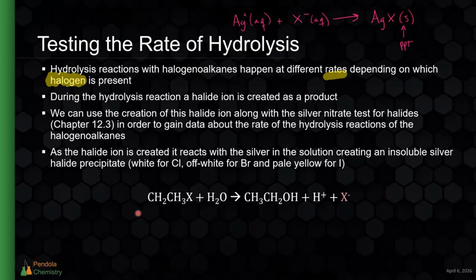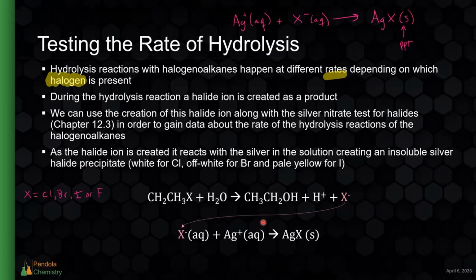So if we do the hydrolysis of a halogenoalkane, and again, here we're using X to symbolize a halogen. This could be chlorine, bromine, iodine, or fluorine, although fluorine is rarely seen. So X could be either chlorine, bromine, iodine, or rarely fluorine. When we react it with water or with an alkali, what we're going to get is our alcohol here being created, hydrogen ions if we use water, sodium ions if we use sodium hydroxide, and the halide ion that is created. Well, that halide ion, if we add silver ions to this mixture, that halide ion would react with the silver ions.